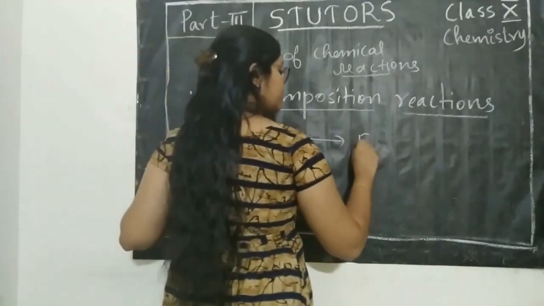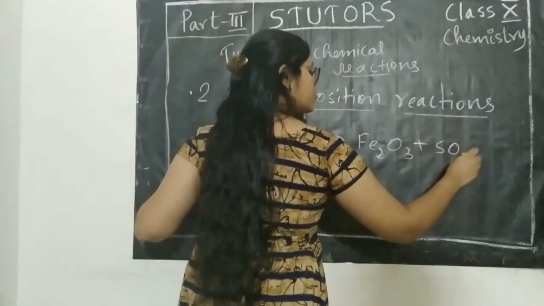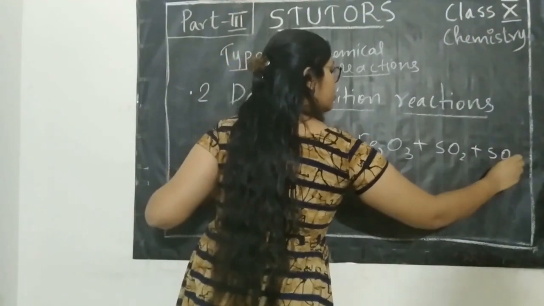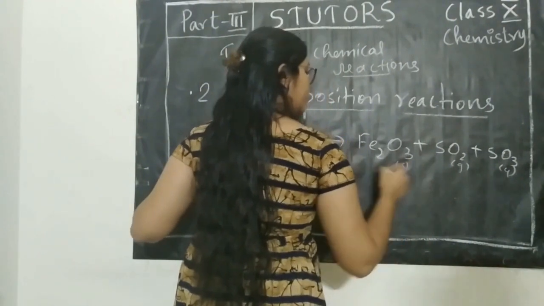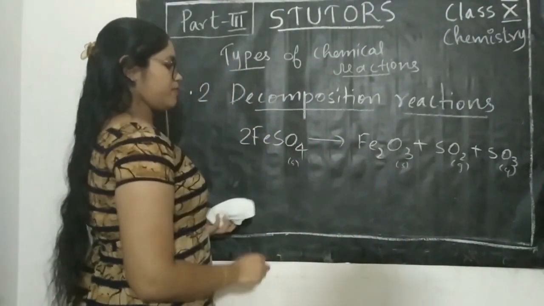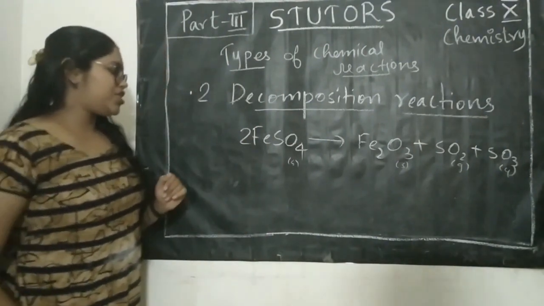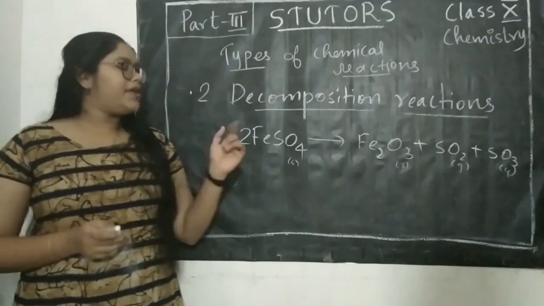FeSO4 gives Fe2O3 plus SO2 plus SO3. SO2 and SO3 are gases, while Fe2O3 is solid. So this is the reaction taking place. And now we will discuss the changes that happened in the reaction.